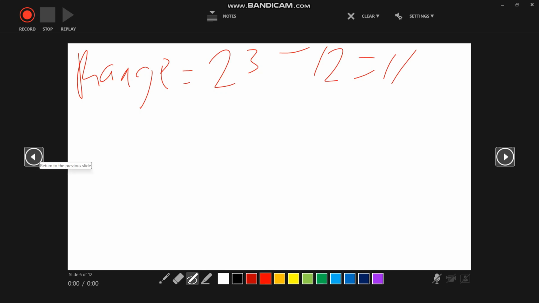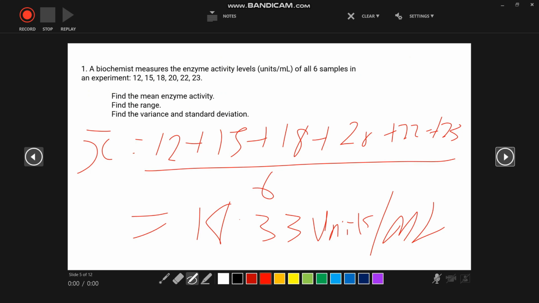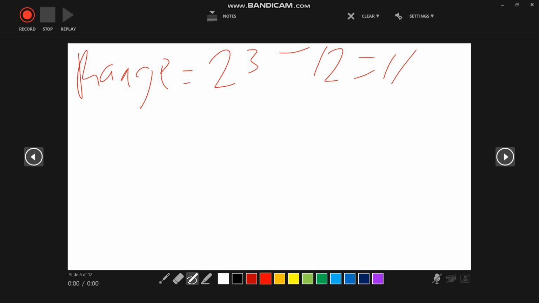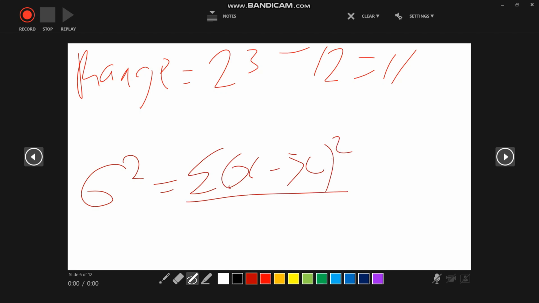Then the third question says we should find the variance and the standard deviation. Now, for the variance, this is a population variance because we have the entire data. So the formula for population variance, this is the symbol for population variance, is summation of x minus x bar, squared, divided by n, since we are dealing with population variance.